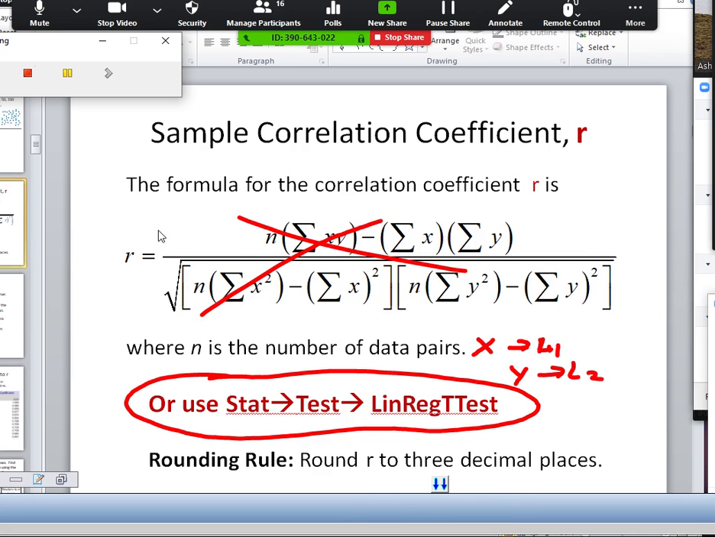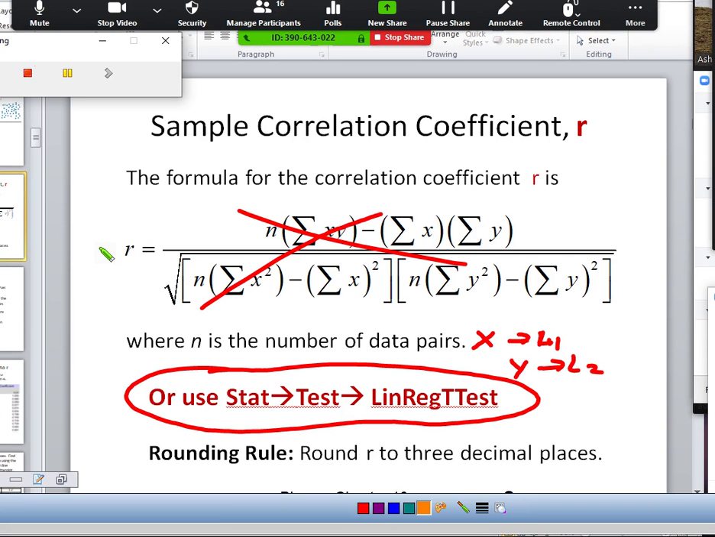All right. Here, our sample correlation coefficient R, there's this big long formula used to compute it. Luckily, I'm going to let you use your TI calculators and just use stat test Lin-Reg t-test to calculate it. Just put your x's into list 1, your y's into list 2, and then do stat test Lin-Reg t-test. And I'll show you what that looks like.